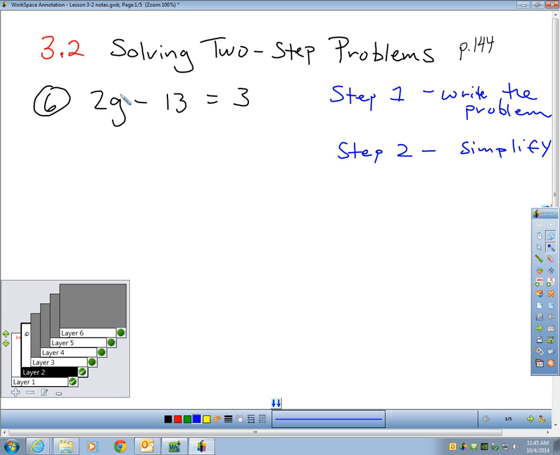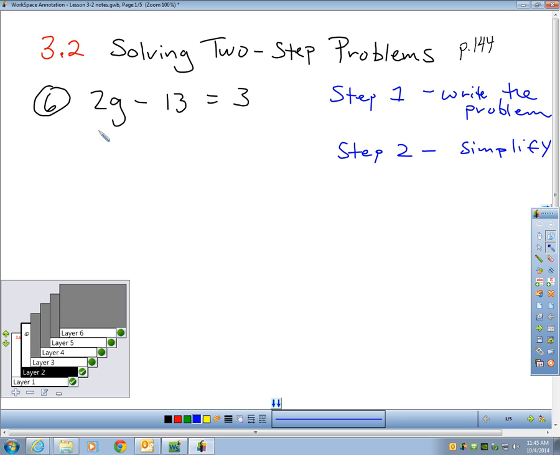The variable is the center of the onion. The next layer would be the times 2 right next to g, and then the outside layer that I'm looking at would be the minus 13. I have to get rid of this outside layer. I got to get rid of minus 13 first. Well, remember, the inverse operation of minus 13 would be to add 13. So let me erase my layers here. I think you have a picture of what the onion looks like.